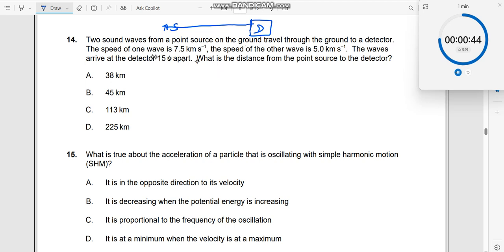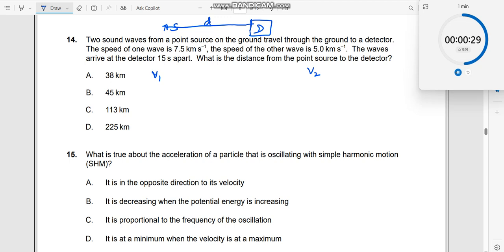And now what we'll see: the speed of one wave, V1, is given to you, and V2 is also given to you. Two waves are given. The waves arrive at a detector 15 seconds apart. Let d be the distance between the source and the detector. You need to find the value of d.